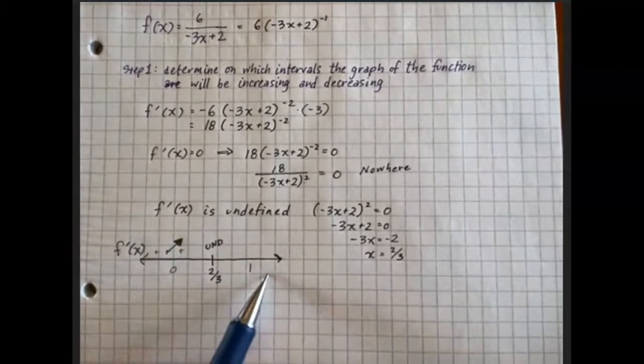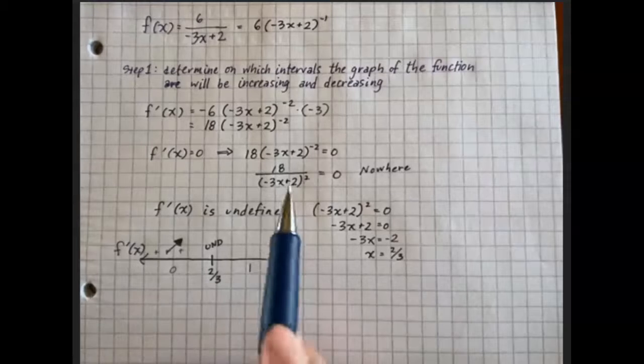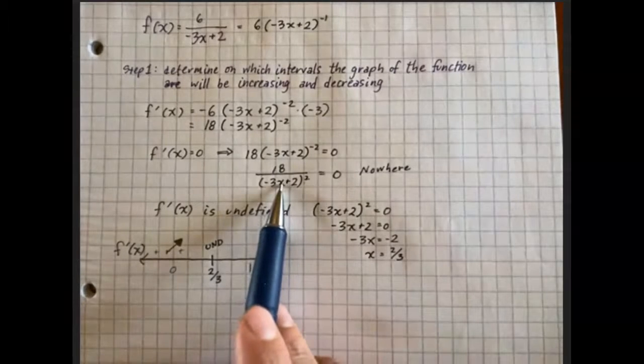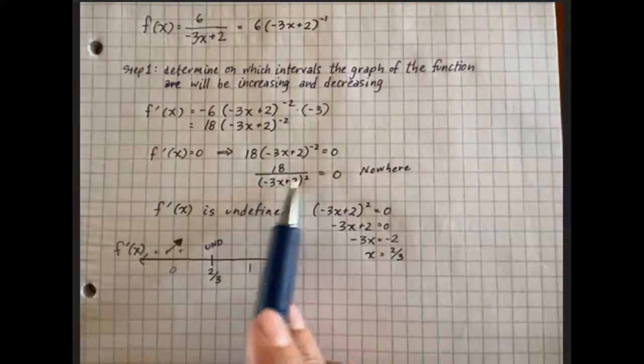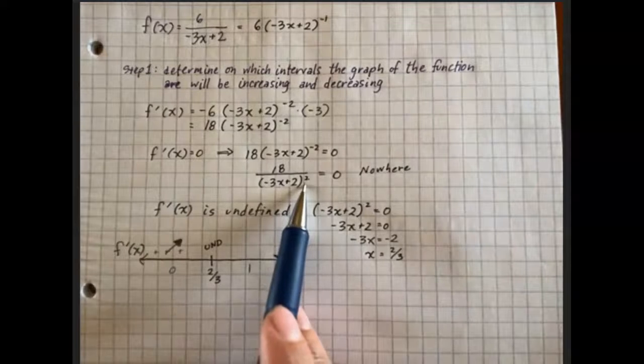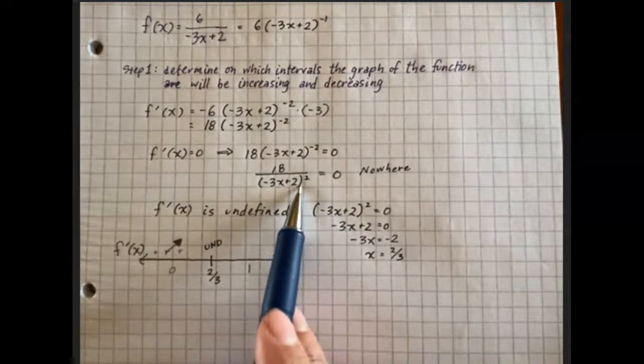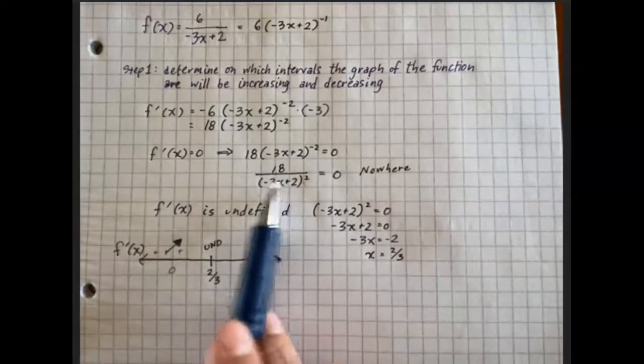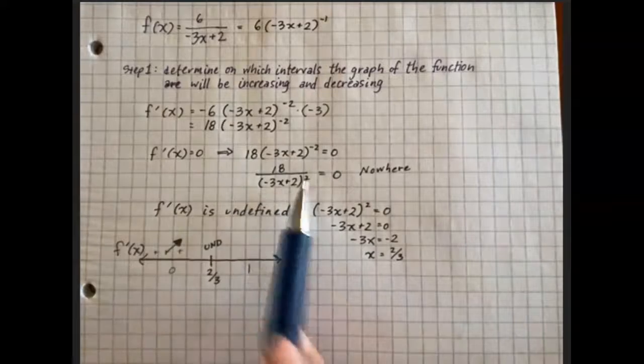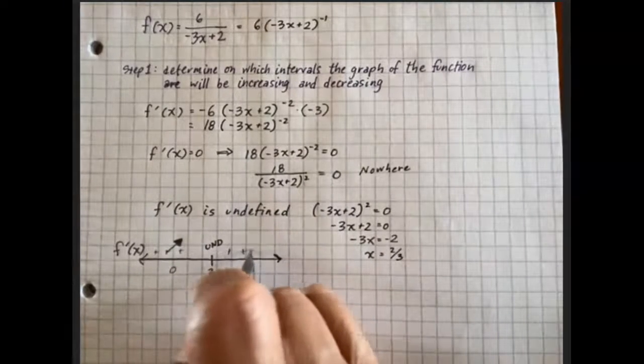And then from 2/3 to infinity, we can plug in 1 here. We're going to get negative 3. Oh, you know, it doesn't matter. No matter what you plug in, you have a positive value in the denominator and a positive value in the numerator, because anything squared is going to be positive. So this is also increasing everywhere.